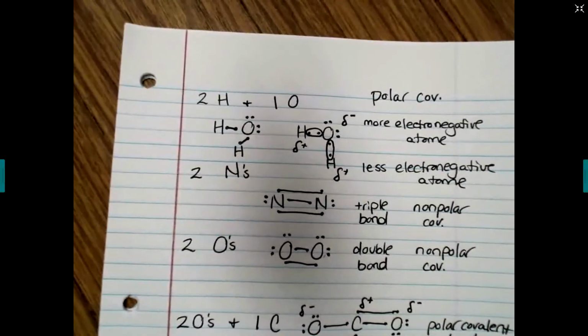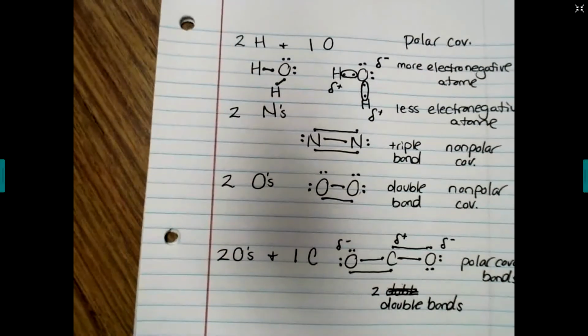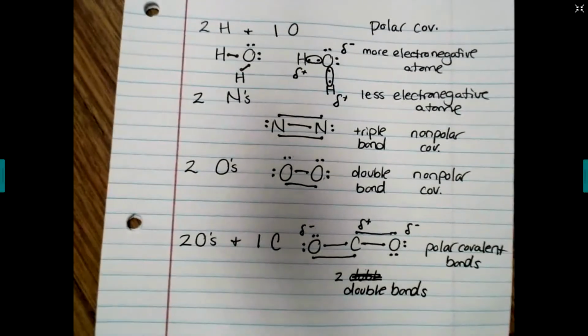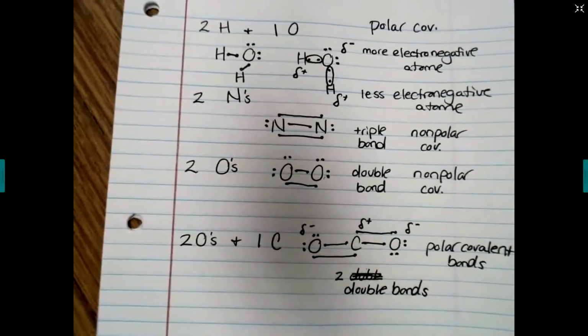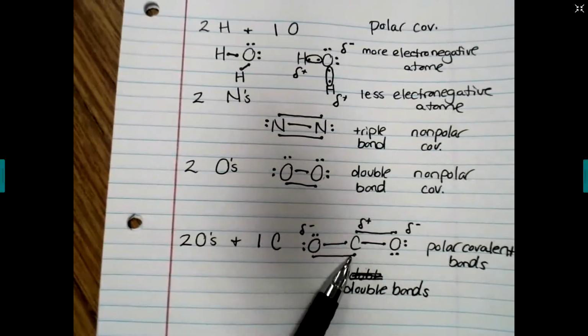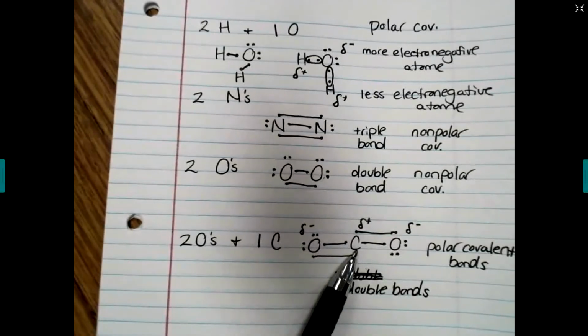And remember, if you're wondering how she knows which ones are slightly negative and which ones are slightly positive, you're basing that off of how close they are to fluorine. Fluorine is the most electronegative element. Oxygen is closer to fluorine than carbon is. So we're going to make those slightly negative. The carbon will be slightly positive.